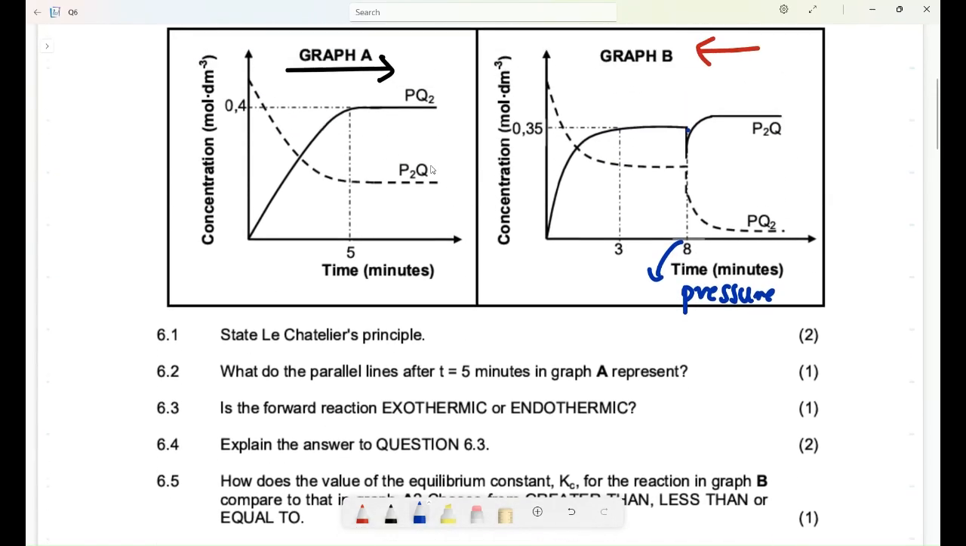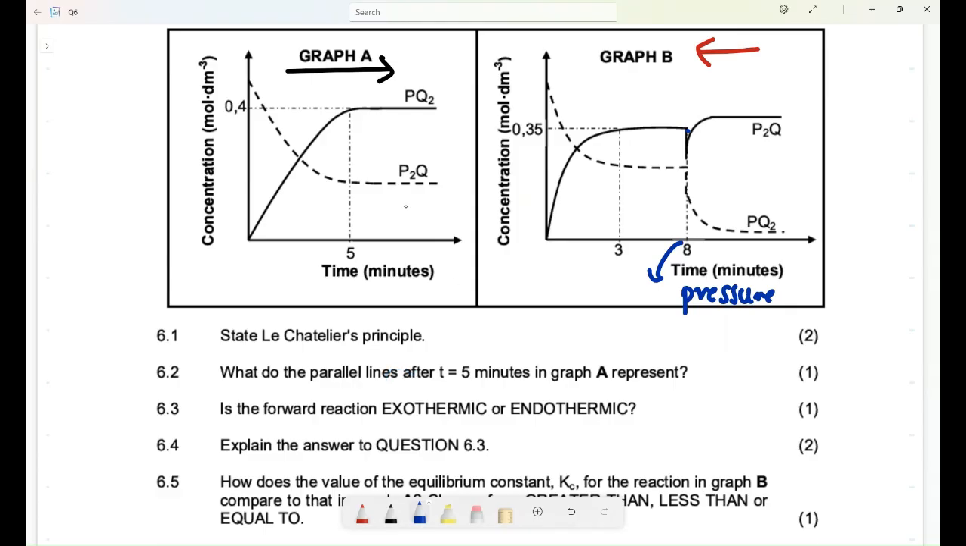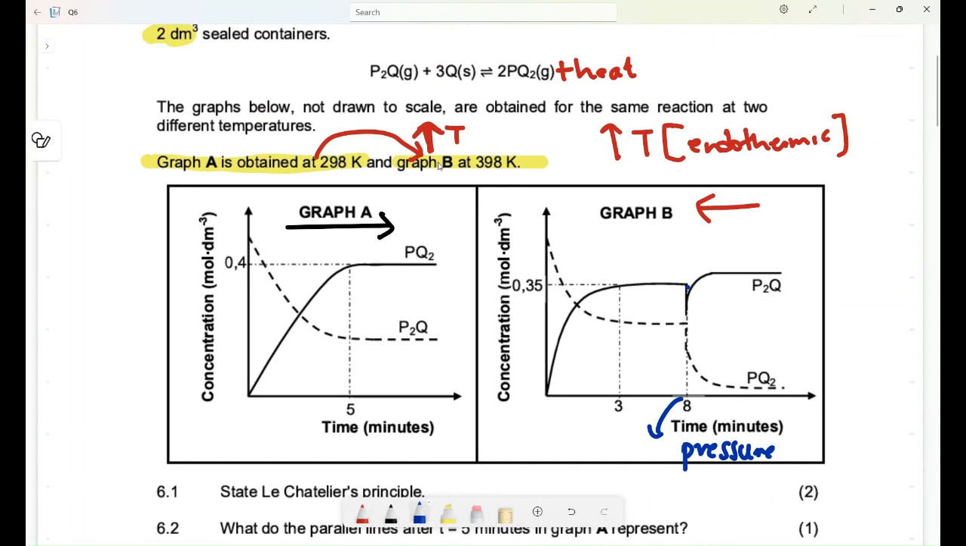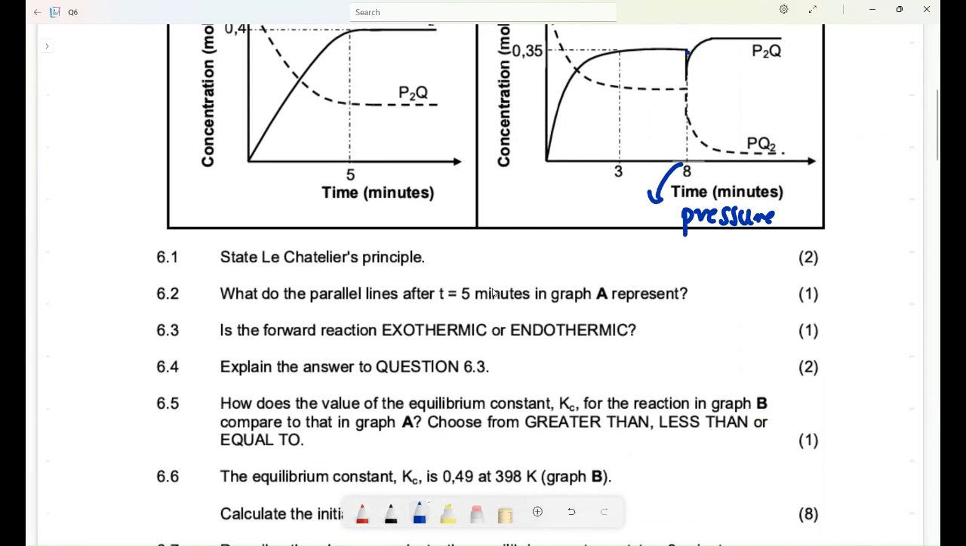What do parallel lines at T5 mean? It means we have reached equilibrium. This one is straightforward. Is the forward reaction exo or endo? I already indicated that the forward reaction is exo. Why am I saying that?